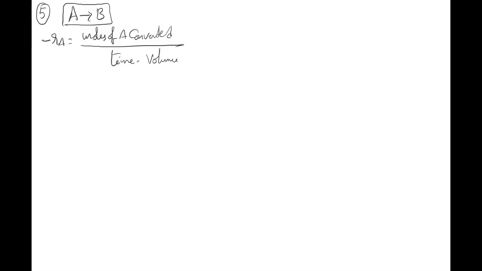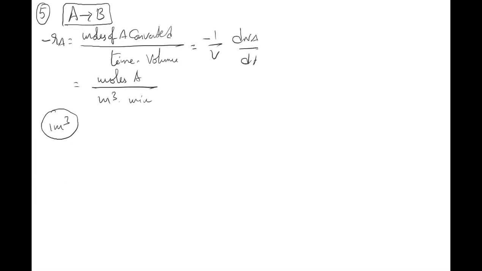Meaning moles of A per meter cube per minute. So what does this mean? If I take a simple 1 meter cube of volume, per minute, how many moles of A are converted is the simple rate of reaction. How do you define rate of reaction? It is minus 1 by V into dNA by dt.